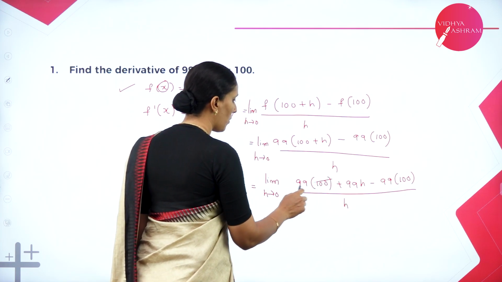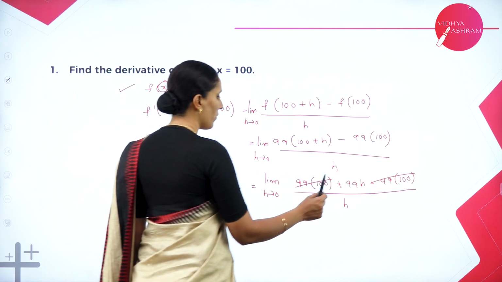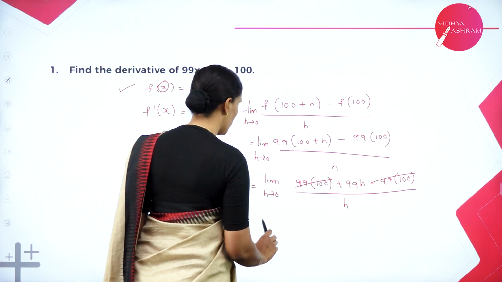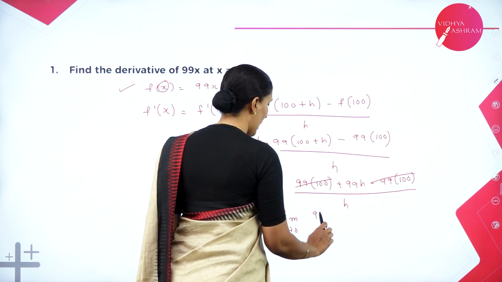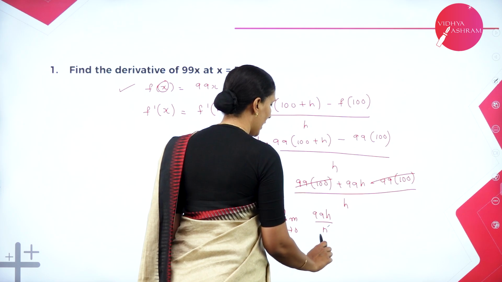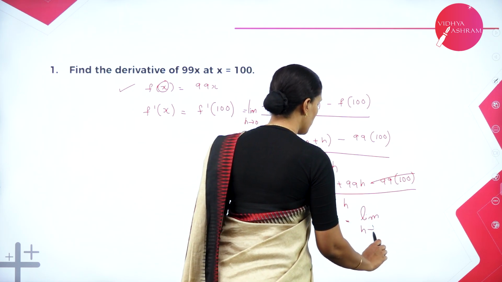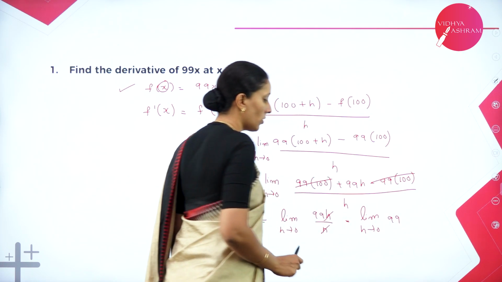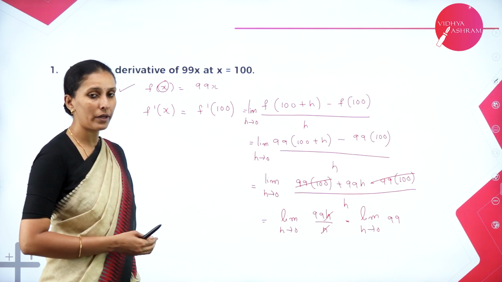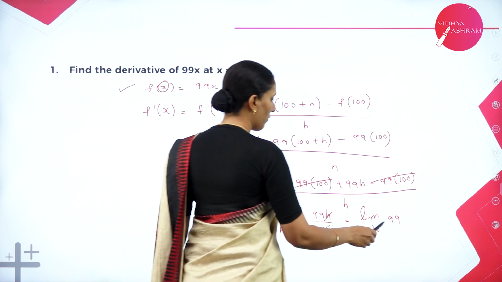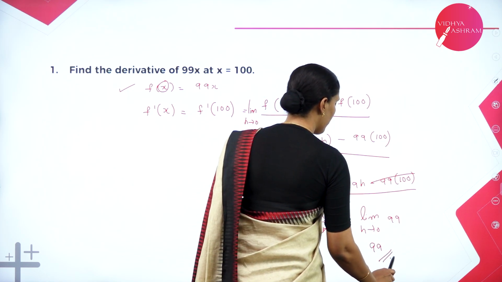You can see this is positive and negative with the same value, and hence it gets cancelled. Now we have 99h by h. So limit h tends to 0, 99h by h. The h gets cancelled. We are left with limit as h tends to 0, 99. So there is no other variable in which to substitute h is equal to 0. Therefore 99 is a constant, and hence 99 will be the final value.